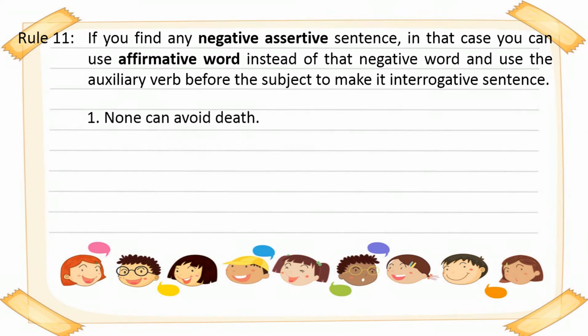None can avoid death. So can anybody avoid death? So here can is the auxiliary verb, so the auxiliary verb goes before the subject. The subject is none. In that case, this is a negative assertive sentence, so you have to write the affirmative word instead of that negative word. None is a negative word, so you have to write anybody. That is the affirmative word. So can anybody avoid death?